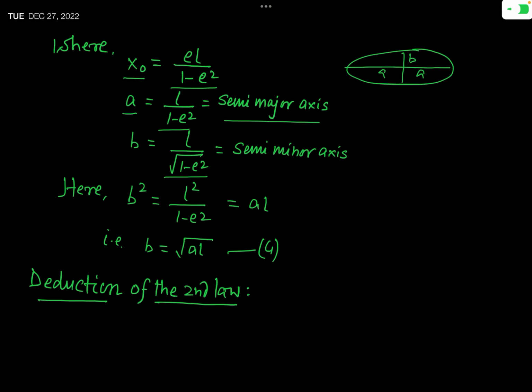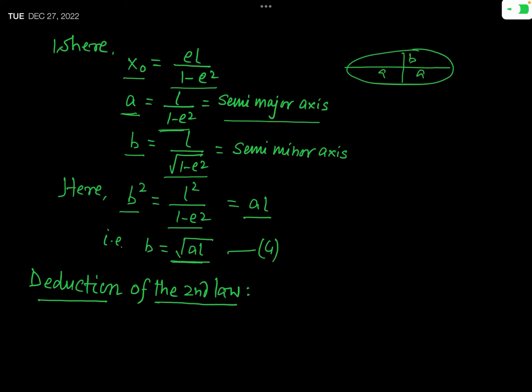You can see here, since A is equal to L over (1 minus e square) and B is equal to L over root over (1 minus e square), B square will be equal to simply L square by (1 minus e square). But L over (1 minus e square) is A, so this can be written as AL, and therefore B will be equal to the square root of AL.